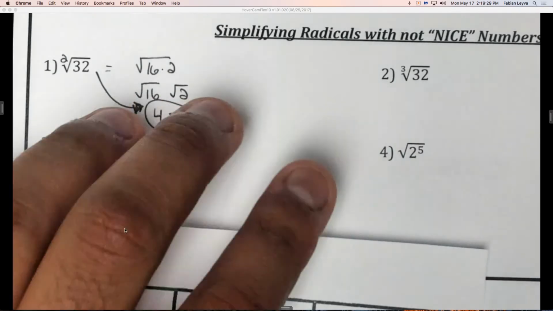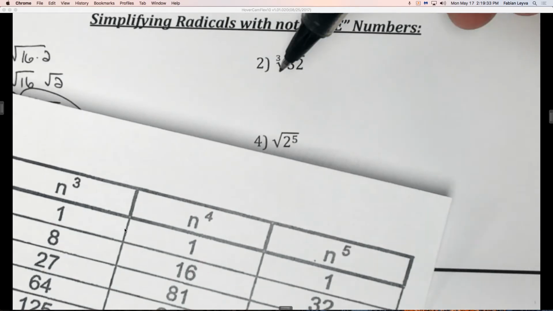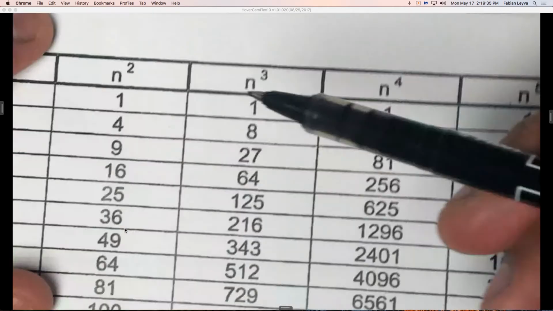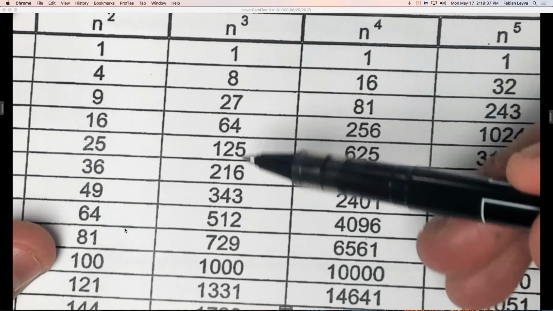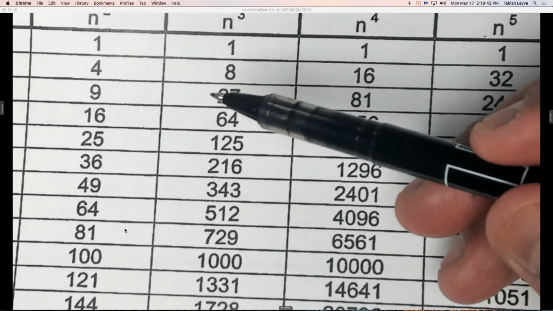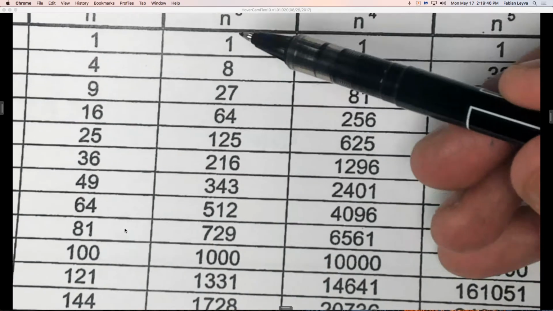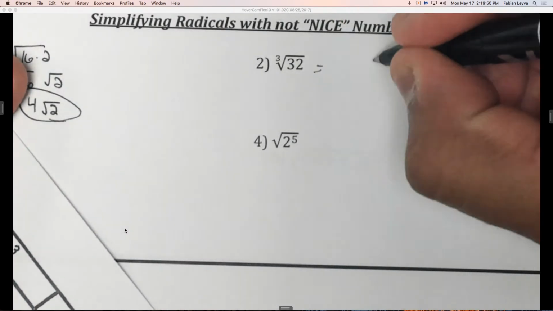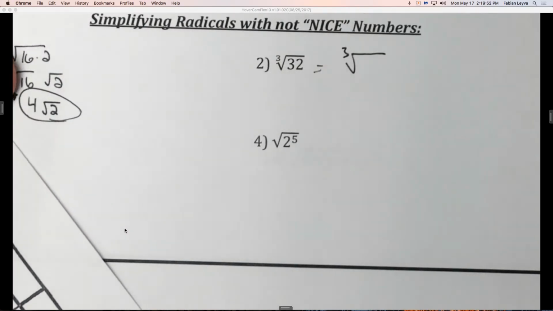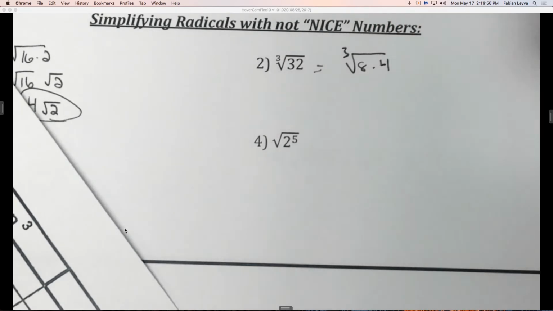All right, so let's go over these problems right over here. So notice you're trying to take the third root of 32, but unfortunately for us, if we look at all our third powers, there is no 32. So unfortunately, we can't simplify it to be a whole number. But can we rewrite 32 as a product of one of these? And the answer would be yes, right? Because 8 times 4 is 32. So this could be rewritten as the third root of 8 times 4.